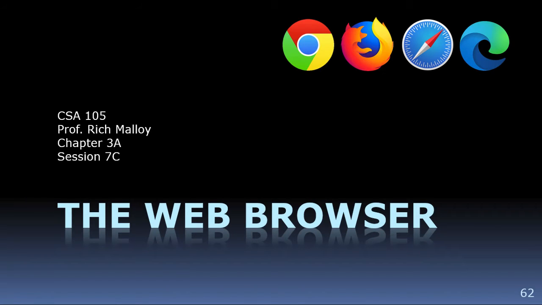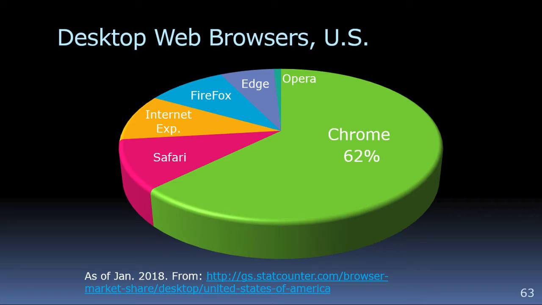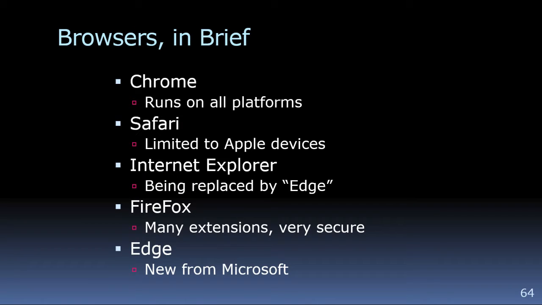In this video, we're going to talk about this amazing program called the web browser. Now, there are a number of different web browsers out there. As you can see from this graph, the most popular one by far is Google's Chrome. And just to describe them briefly, Chrome is available on almost all platforms and mobile devices. It works really well. It's clean and fast and pretty secure.